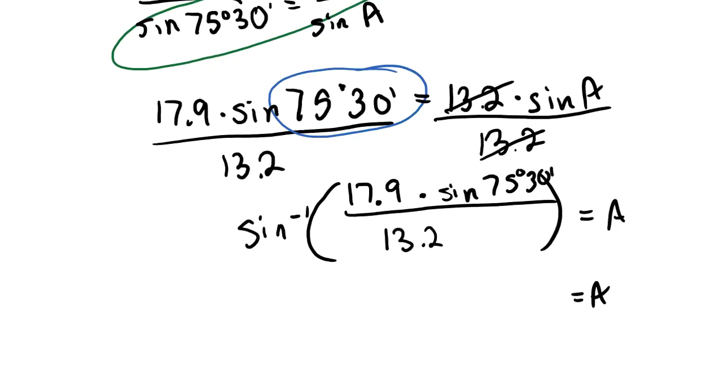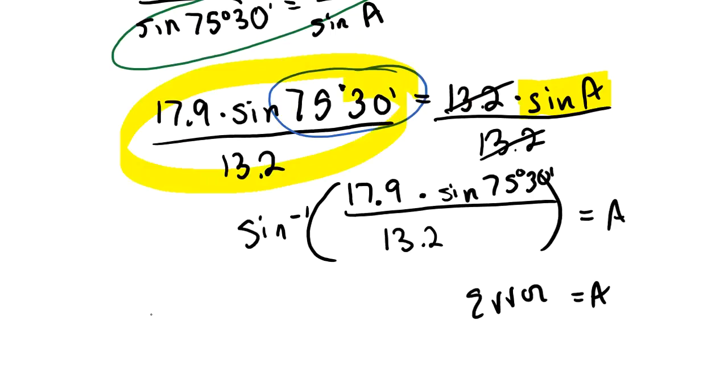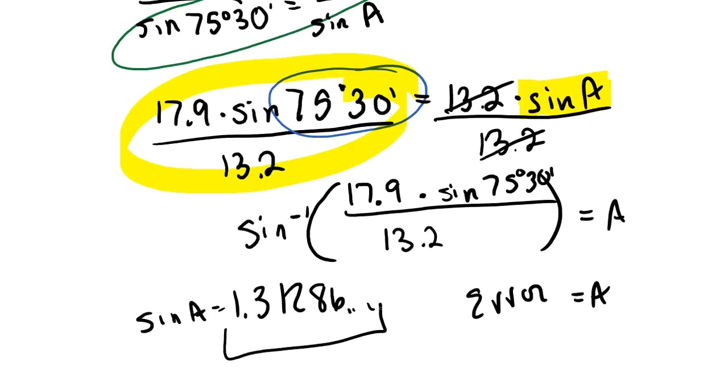Now what you should actually get is an error. And the reason why that occurs, and I probably should back this up a little bit, is because when you do sine A of this, you actually get 1.31286... And if you remember, sine has to be bounded between 0 and 1, which obviously this falls outside of.